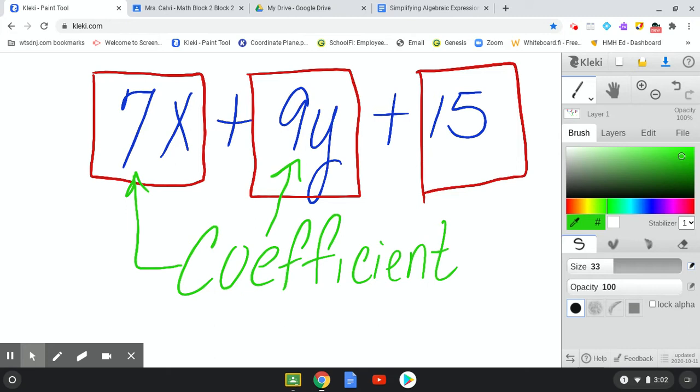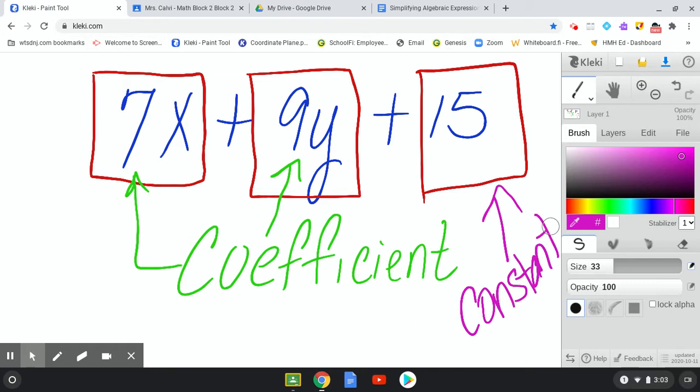This 15 is actually called our constant, all right? It is called our constant, which means it does not have a variable with it, and typically a constant is always located last. That's our constant. A constant is a number that doesn't change, okay? So the value doesn't change.